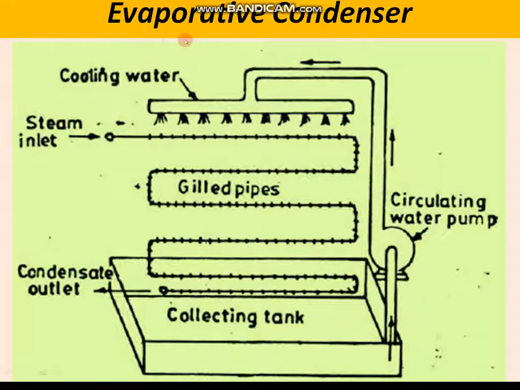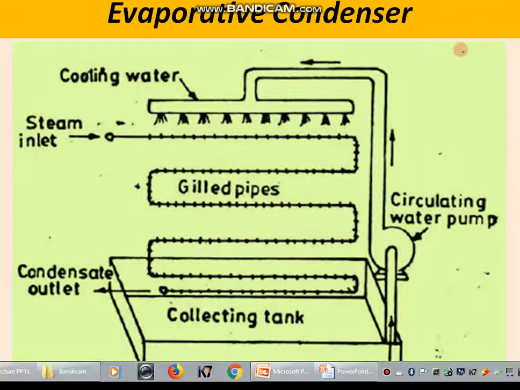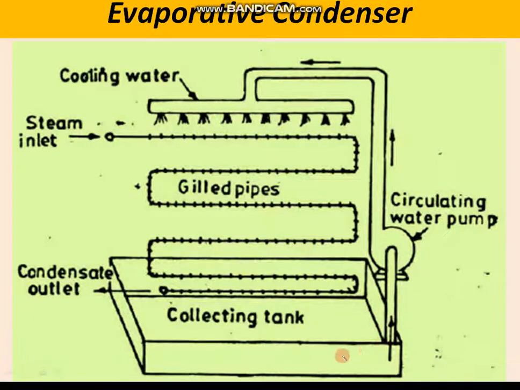The last one is the evaporative condenser. In this evaporative condenser, you can see we are using a circulating pump. This circulating pump will take water, and this water will pass through this section where there are small holes, so the sprays are formed. We are using the steam inlet through these pipes. These are the gilled pipes over which some droplets of water are formed. So it is used in cases where there is a low supply of water.